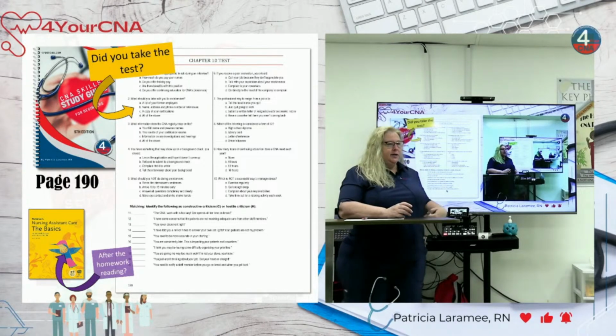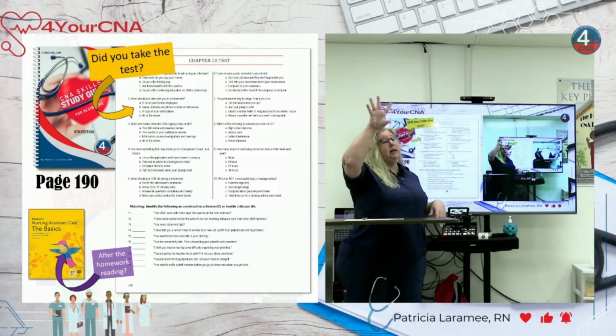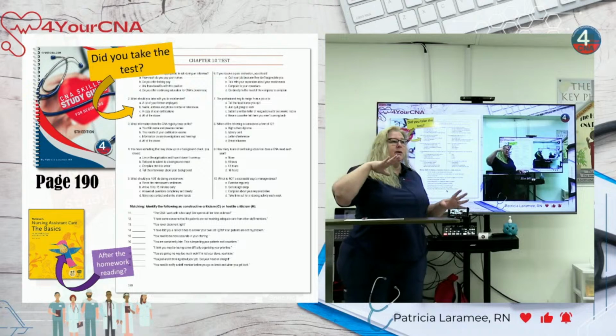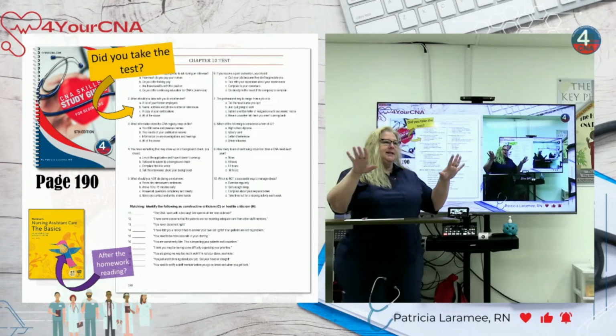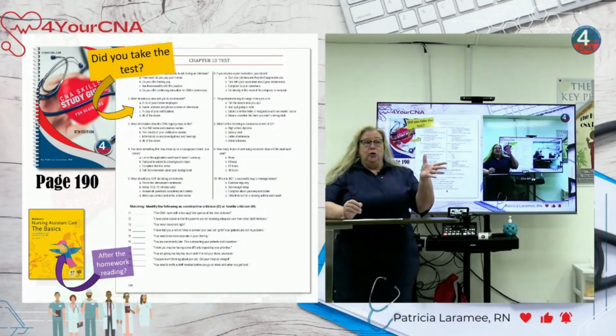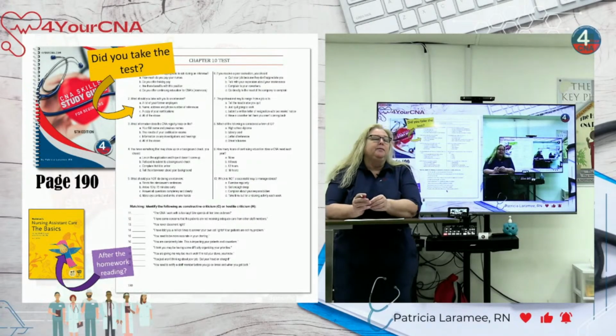When the call light goes off, you'll see a light above the room. There's a red flashing light, and it beeps. So as you're walking down the hallway, you can look to see who's flashing and where the beep is coming from. You're going to find that in older facilities mainly.